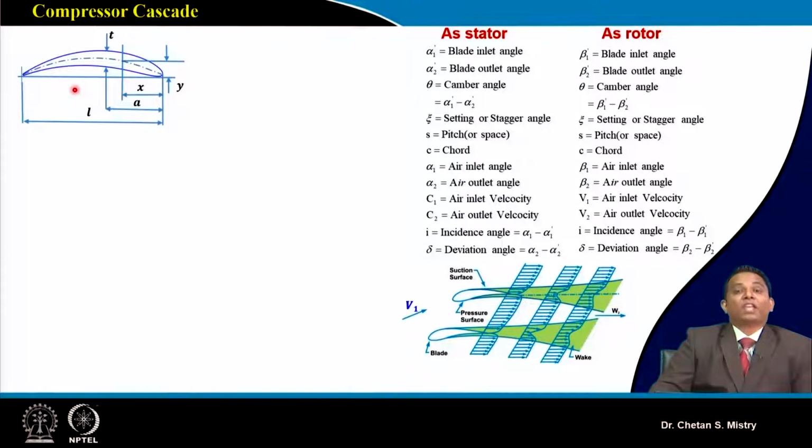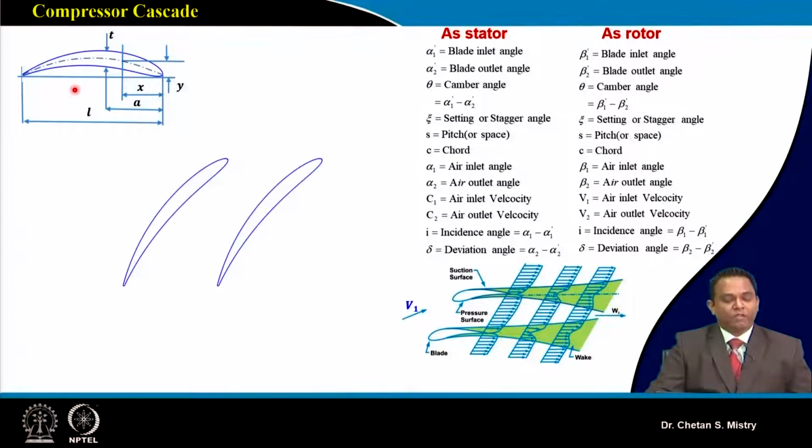They have different equations for the pressure surface and different equations for the suction surface, and based on that, people are developing new kinds of aerofoils. Initially they start with standard, already available aerofoils, and later on they modify them as per the requirement. So let's try to understand what our cascade is.